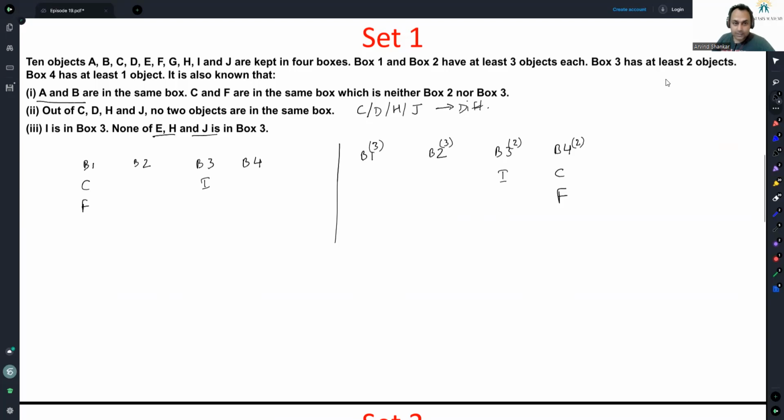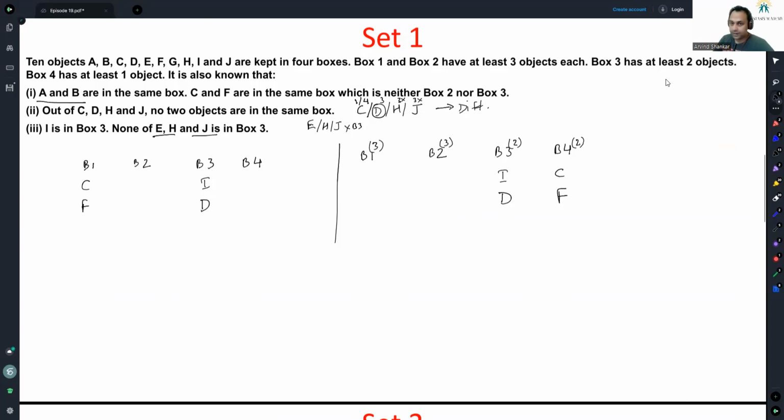None of E, H, and J is in box 3. E, H, or J is not in box 3. So now see, C is either in box 1 or box 4. H cannot be in box 3. J cannot be in box 3. And C, D, H, J had to be in different boxes. So can I now assuredly say D has to be in box 3? So I put D here, and I put D here. I put D here. Wonderful.